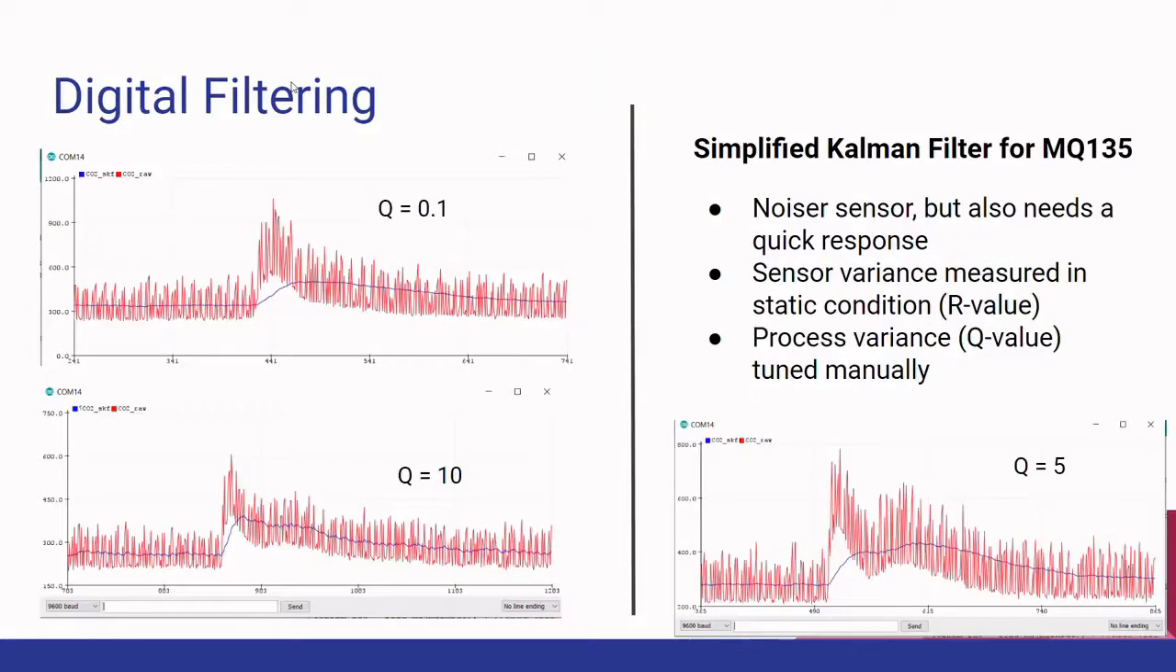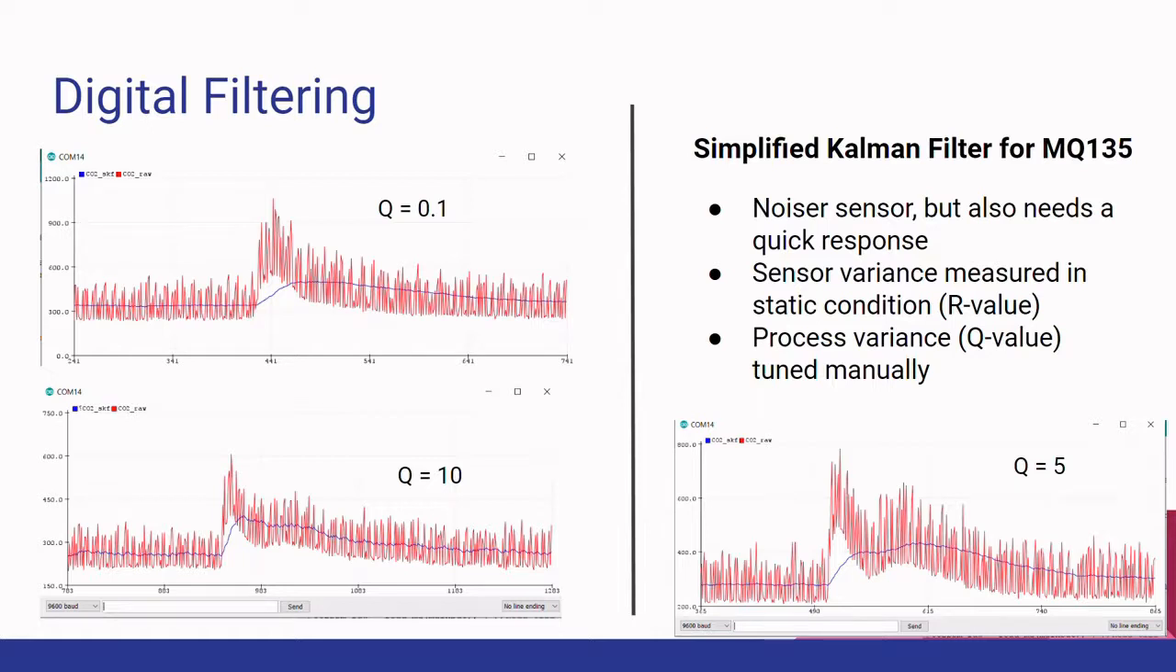In this section, we are going to talk about the digital filters implemented in the prototype. Filters are needed to remove sensor noise for a more reliable and smoother reading to sense the physical phenomenon that we're interested in.